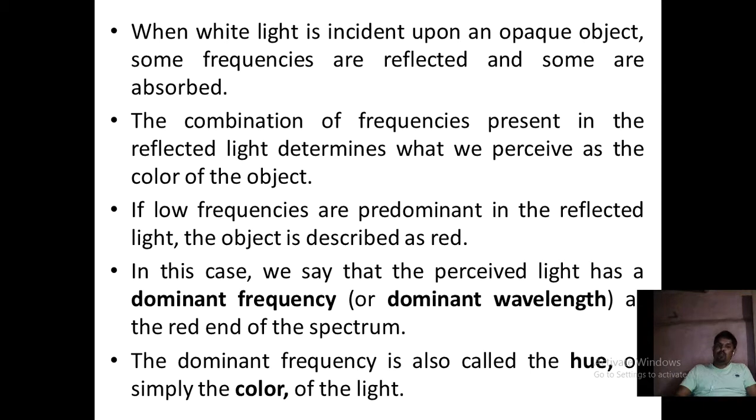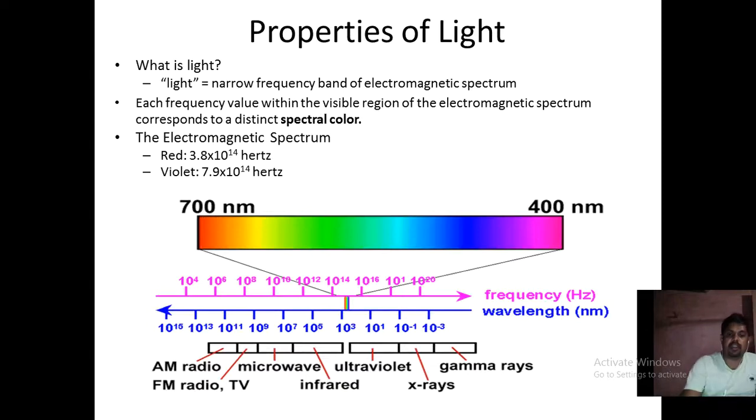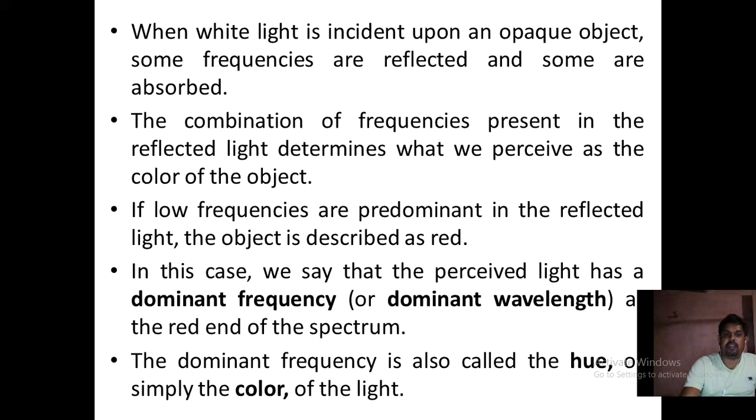That's why towards the lower side, the 3.8 × 10^14 side, the color of light is red, as you can see in that spectrum here. Toward this end the color of light is red, right? That is the dominant frequency if that is more in the reflected light. The dominant frequency is also called the hue or simply the color of the light. In some textbooks, the dominant frequency is called the hue or simply the color of light.